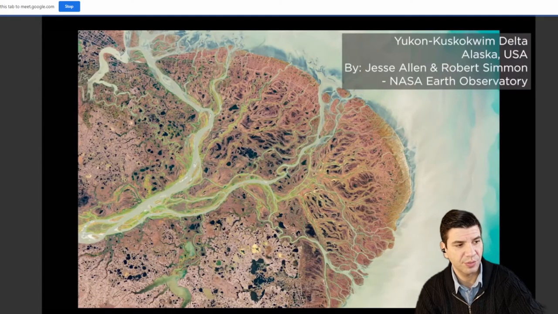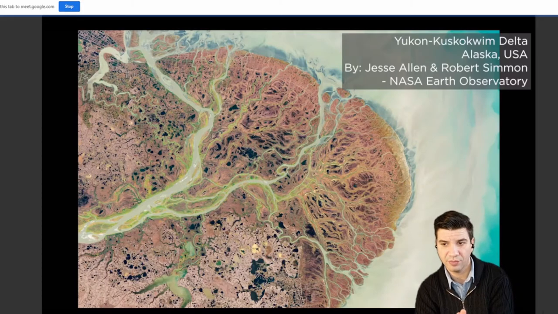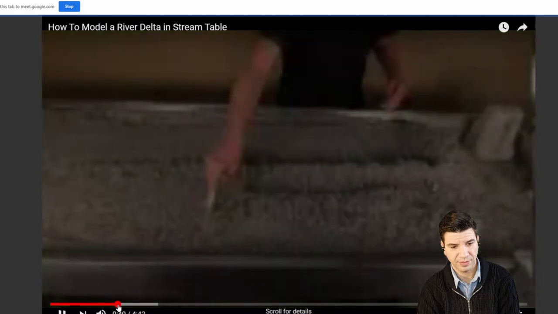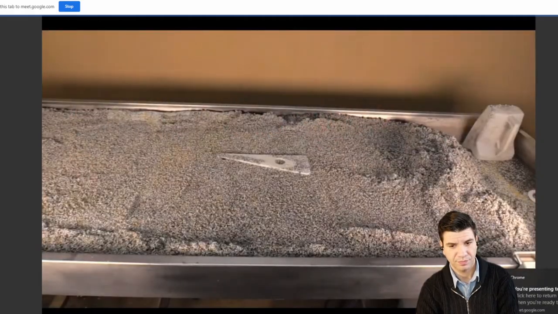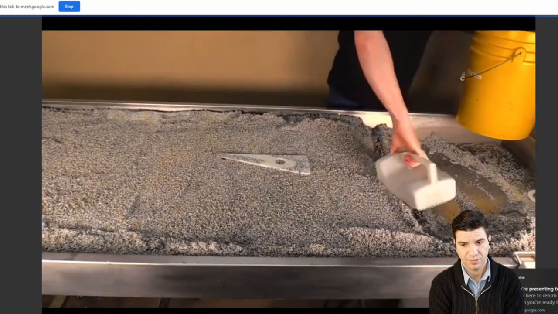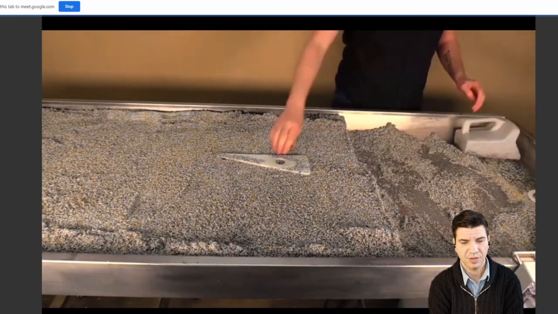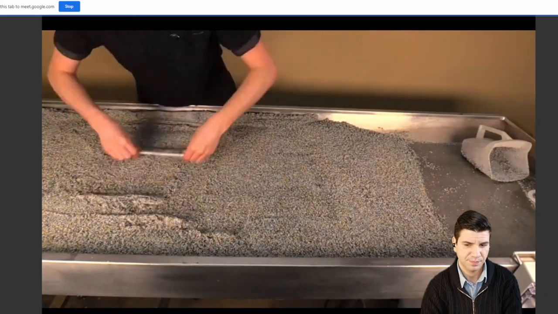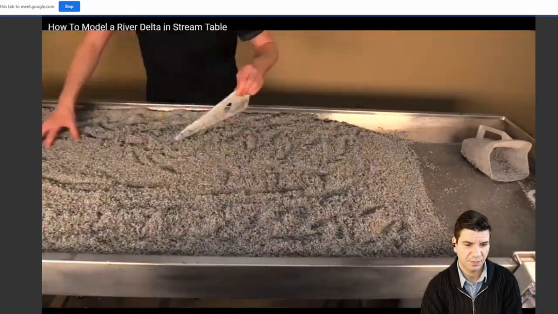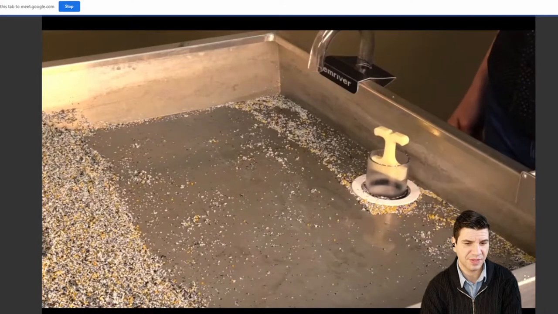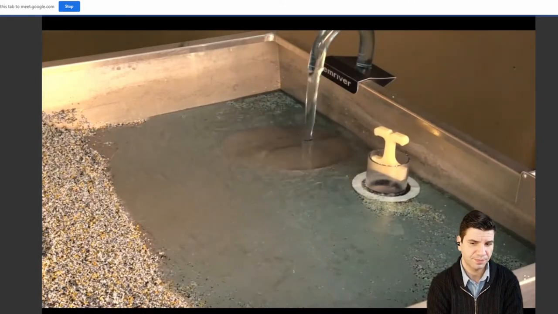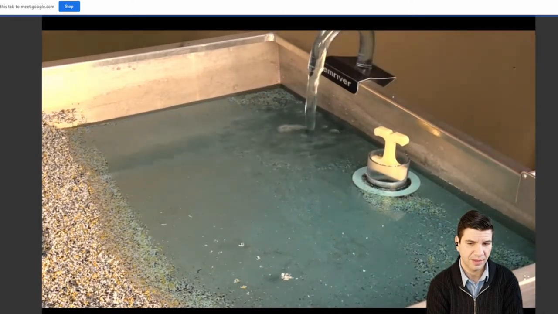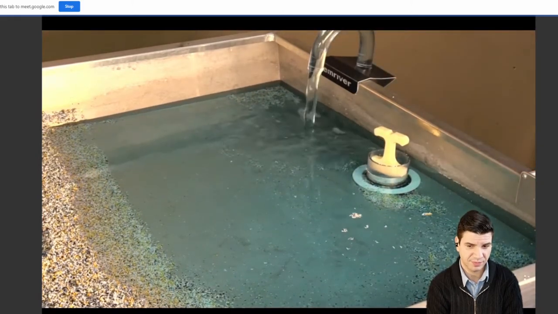So here they're showing you an illustration of a river delta. Let me skip ahead a little bit. So he's just talking about the different models of stream tables. But this is how we set up a stream table. You fill it up with water on one side, and then you give it a bit of a tilt.